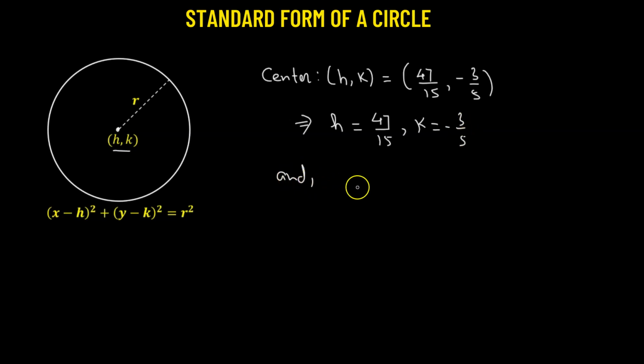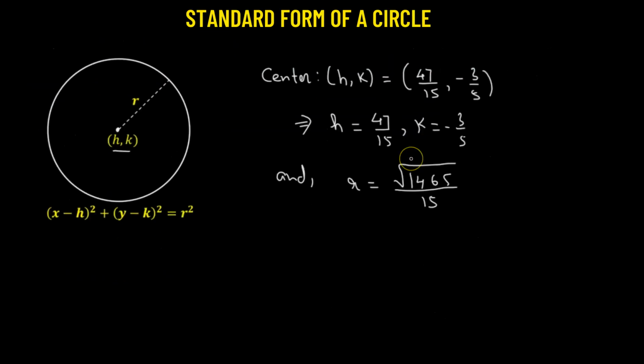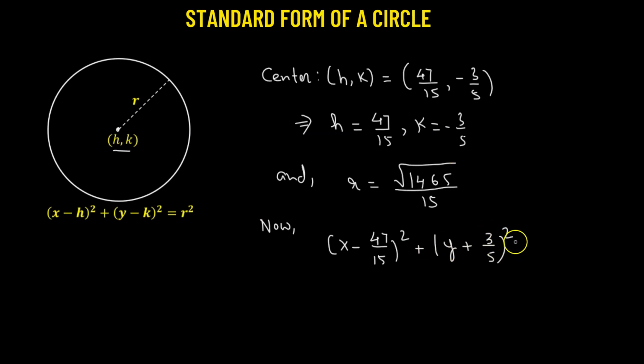And we have also determined the radius. The radius was the square root of 1465 divided by 15. So I made a mistake here. This is actually the square root of 1465 over 225. That's the radius of the circle. Now finally, the standard equation of the circle is x minus 47 over 15 whole squared plus y minus k, k being negative, so plus 3 over 5 whole squared, equals the square of the radius, which is 1465 divided by 225. So we have finally obtained the equation of the circle.